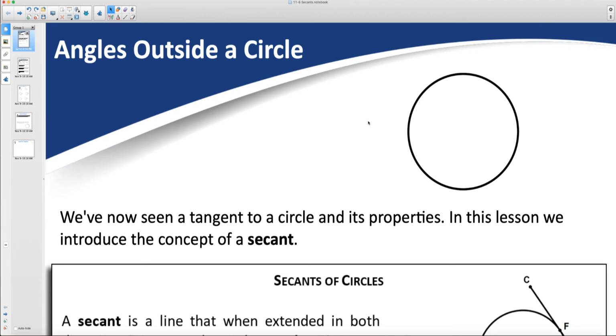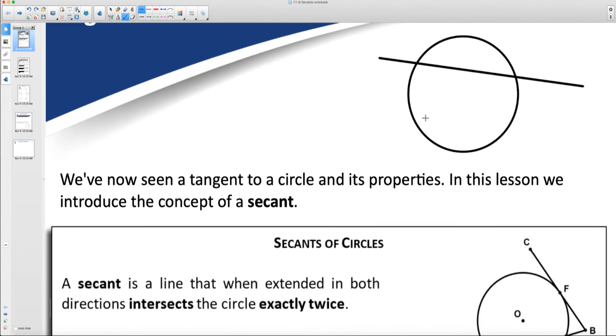Today we're going to take a look at angles created outside of a circle. And before we do that, there's going to be one more addition of a vocabulary word to this unit, and that's a secant. So a secant is basically like a chord, but it's extended. For example, this would be considered to be a secant. It goes through the circle twice at exactly 2 points.